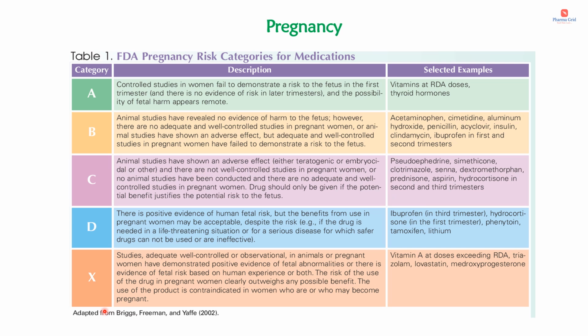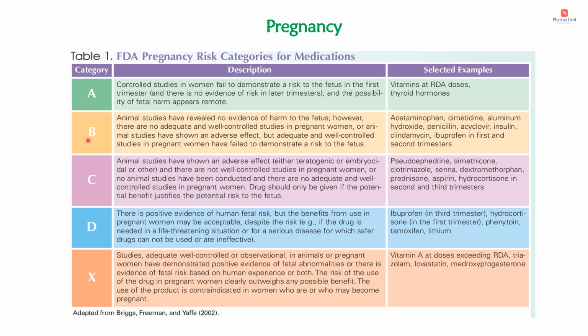So the next special population is pregnancy. The FDA classifies drugs into 5 categories, that is A, B, C, D and X, based on their safety of use during pregnancy. So first one is category A. Category A means controlled human studies show no risk to the fetus. Okay, so category A means completely safe for use in pregnancy. Examples are vitamins at recommended daily doses, then thyroid hormones.